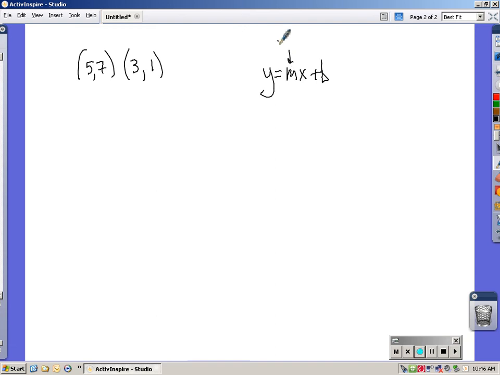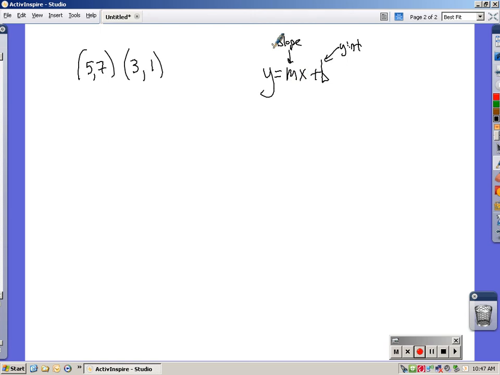I know that the slope is m. I know that b is the y-intercept. And I know also that any point in that line is going to be a point xy. So 5, 7, right? 7 is y, 5 is x. That'll be a point on this line. 3, 1. 1 is y, 3 is x. That's a point on this line.